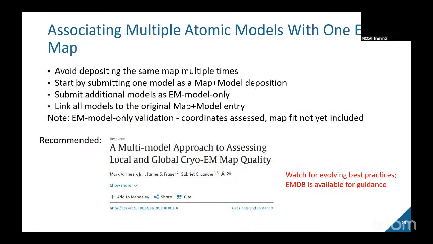Now, another type of batch deposition that's not as common yet is when you have multiple models that are refined against the same map. I'm not going to speak a lot about it, other than to say that we really don't want to see that you deposit the same map multiple times. Deposit the map once with one of the models, and then for all the other additional EM models, have them deposited as EM model only entries and link them to that map. If you have questions, you can ask, and this is an area where you need to watch, because the best practices are still evolving, and I do think there probably are going to be some significant changes to how we handle at least certain aspects of this in the future.